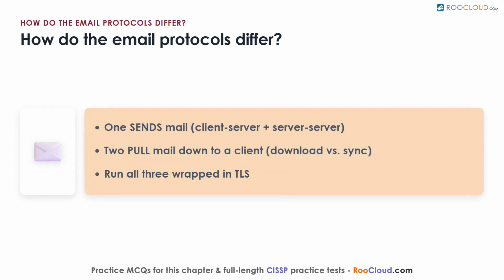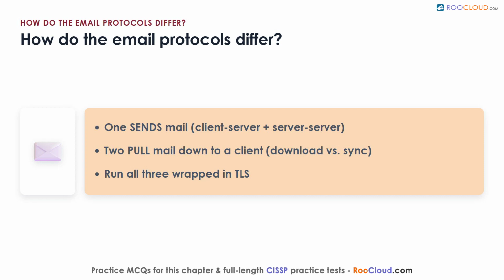How do the email protocols differ, and how do you secure them? 3 protocols do the heavy lifting, and each has an encrypted form. One protocol carries mail from a client to a server and between servers, and you should run it wrapped in transport layer security. 2 more pull messages down into a mail client.